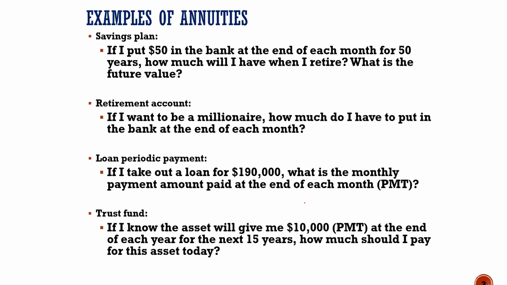Okay. All right. So some examples of annuities. First one is a savings plan. If you put away $50 in the bank at the end of each month for 50 years, how much will you have when you retire? What is the future value? This is what we call the future value of the annuity.